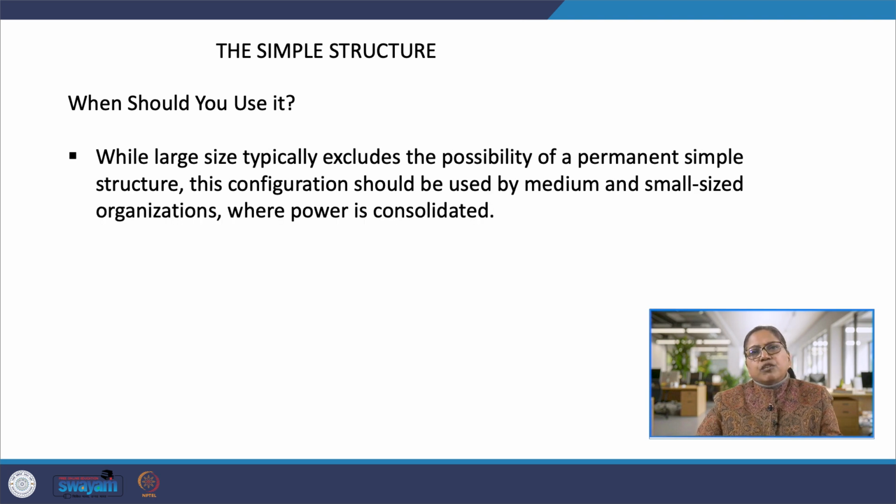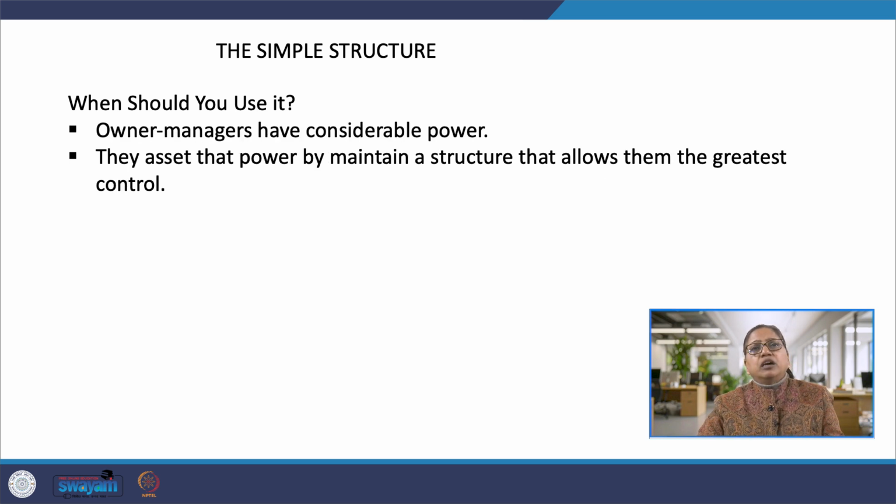So, our discussion of the power control position in the previous discussions led to the prediction that senior decision makers would have a strong preference for simple structure. Why? Because it is an excellent vehicle for concentrating power in a single place. Large size typically excludes the possibility of a permanent simple structure. This configuration should be used by medium and small sized organizations where power is concentrated. And a look at most of the small and medium sized owner managed firms confirms the prediction.